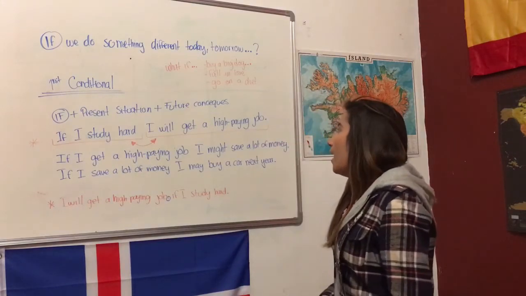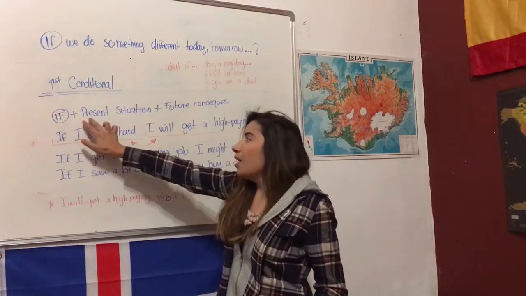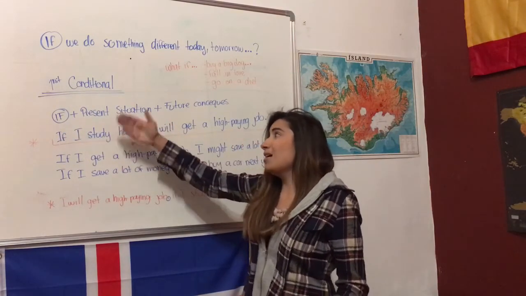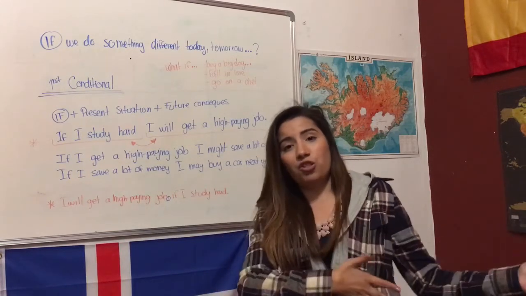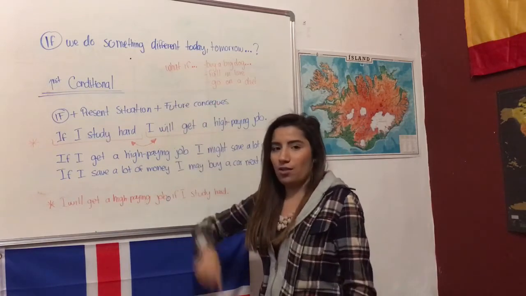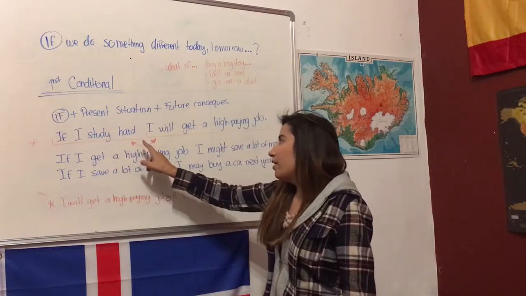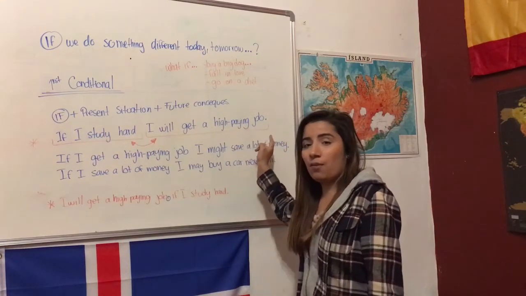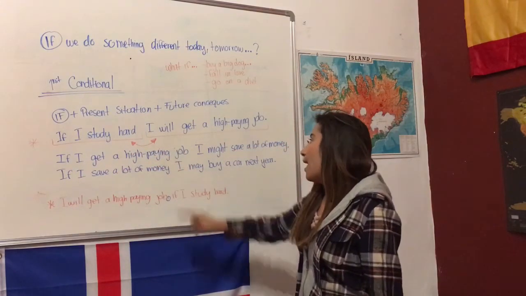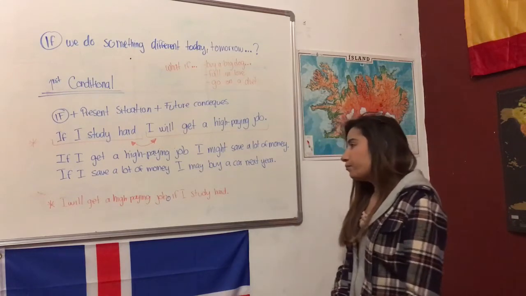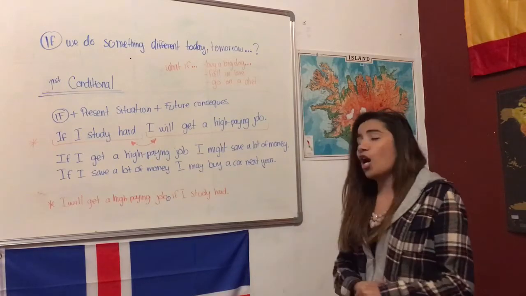Okay, so for example, the structure is very simple. We're going to put the if clause plus a sentence in the present, because it's a present situation that we're talking about. We're going to change something today that will affect the future, plus a future consequence in this case. So, for example here, if I study hard, I will get a high-paying job. Very easy. If I get a high-paying job, I might save a lot of money. If I save a lot of money, I may buy a car next year.